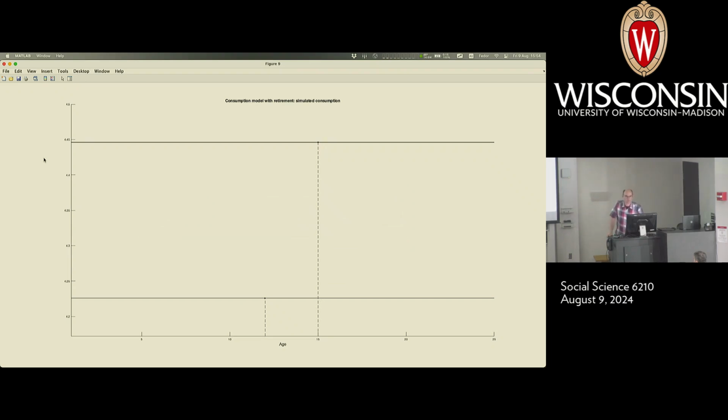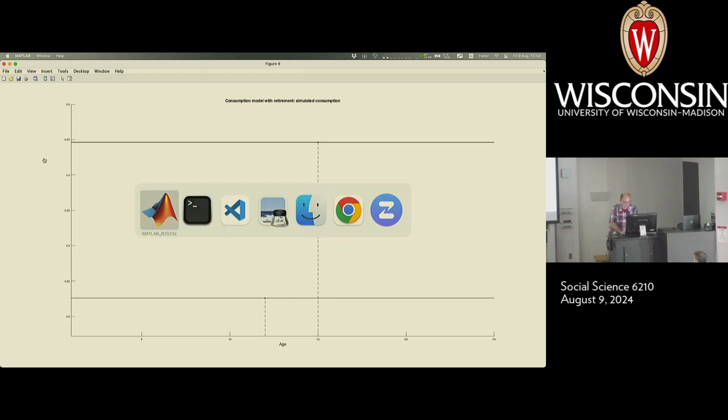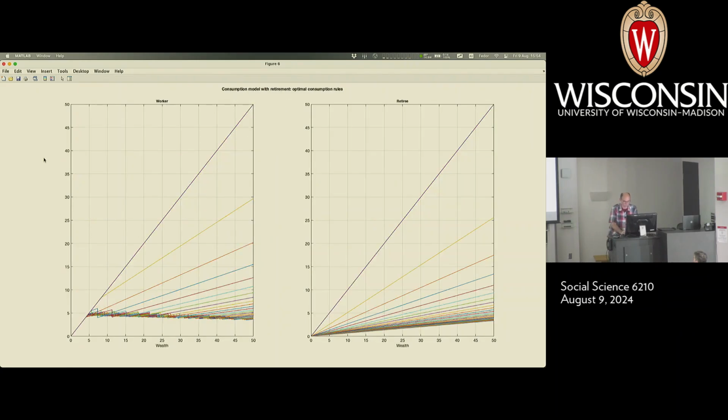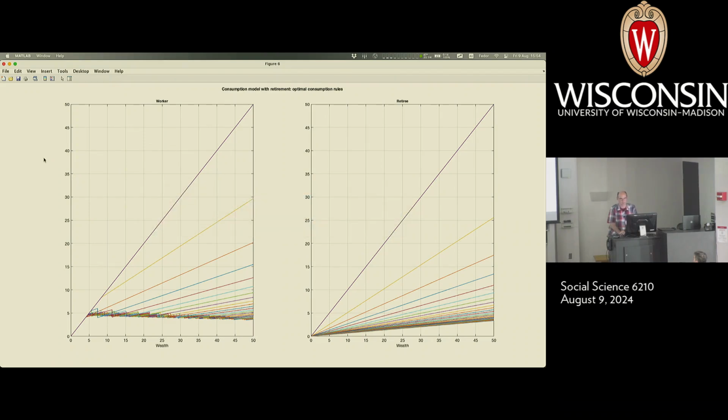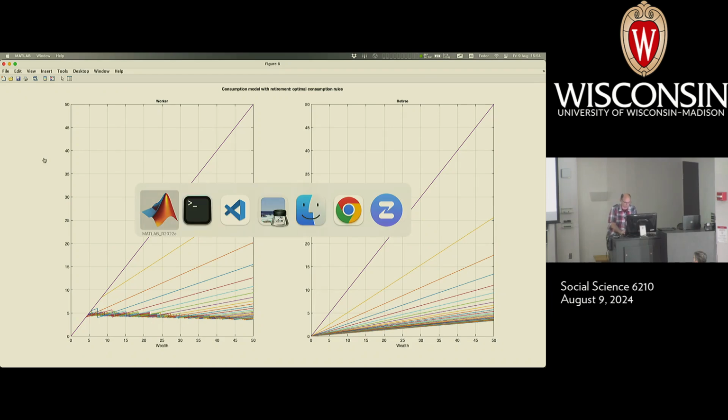Right, but are they starting out with different wealth, or are they starting out with different... They are starting out with different wealth. And they are getting the same income. They also consume more. Yeah, let's, well, I think it's the same. Well, let me check in the code.